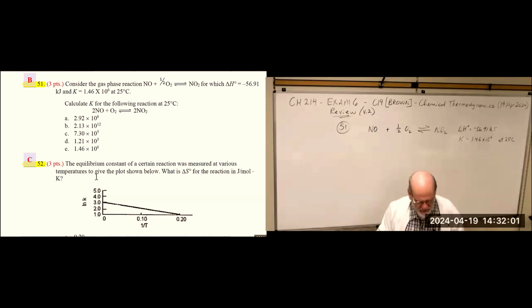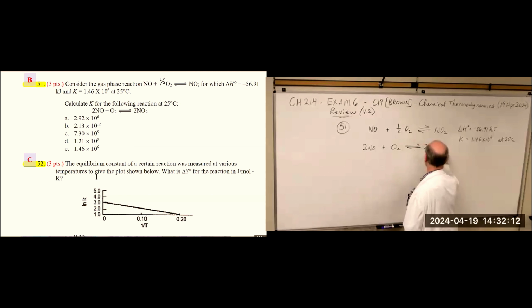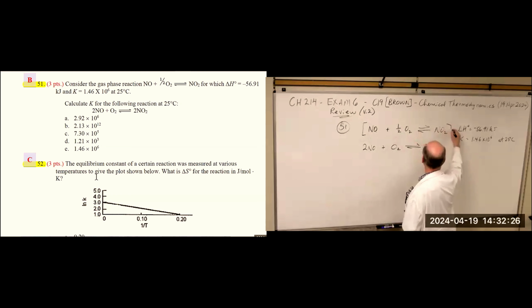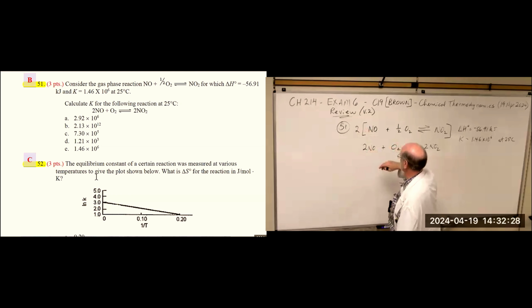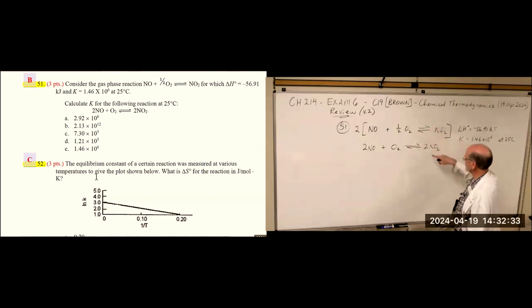Okay, calculate K for the following reaction at 25 degrees. So we want the K for this reaction, NO plus O2 yields 2NO2, right? Oh, this isn't as difficult as it looks. When you multiply, what did we do to get there? We multiplied that whole thing by 2, didn't we? 2 times a half is 1, 2 times that is 2.